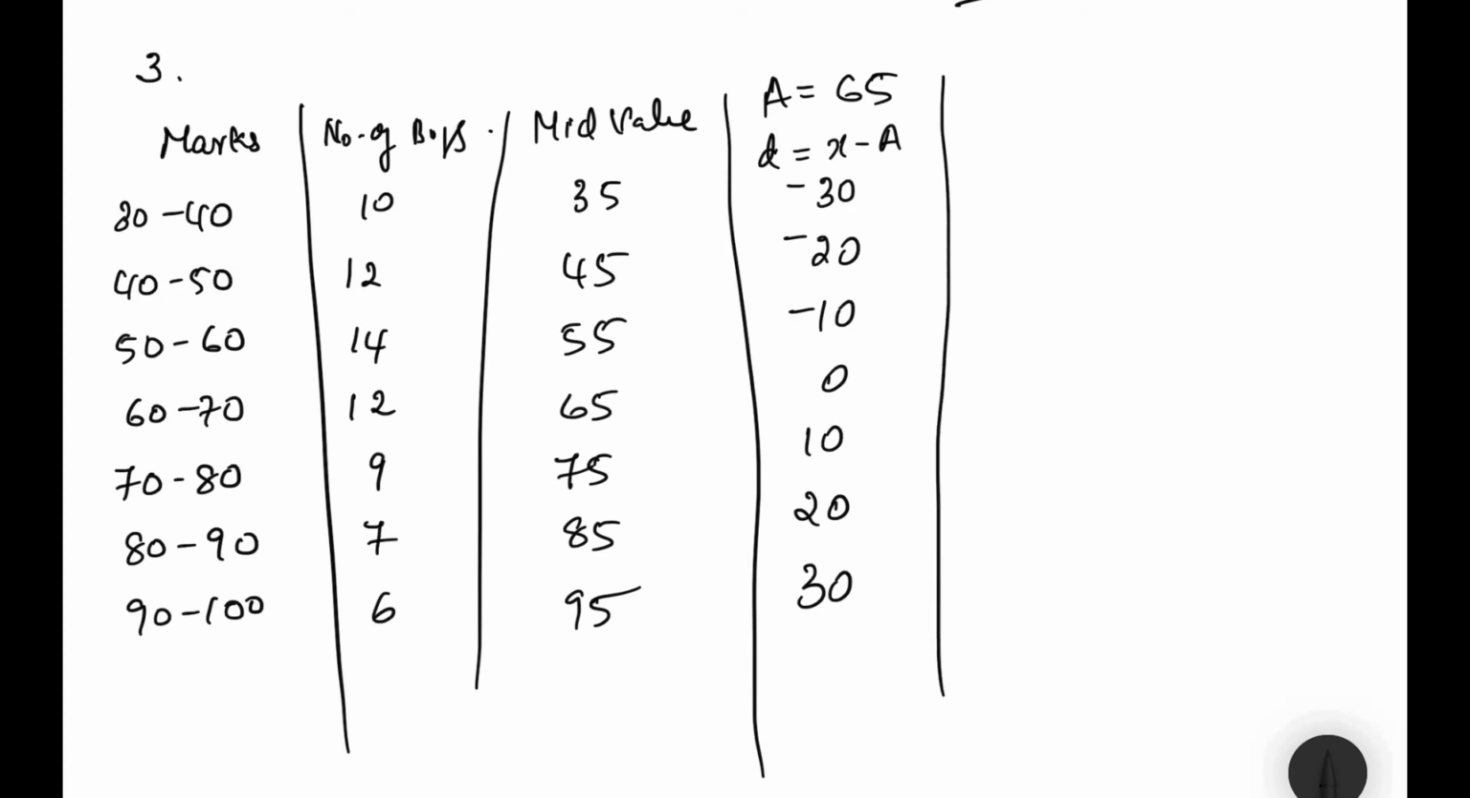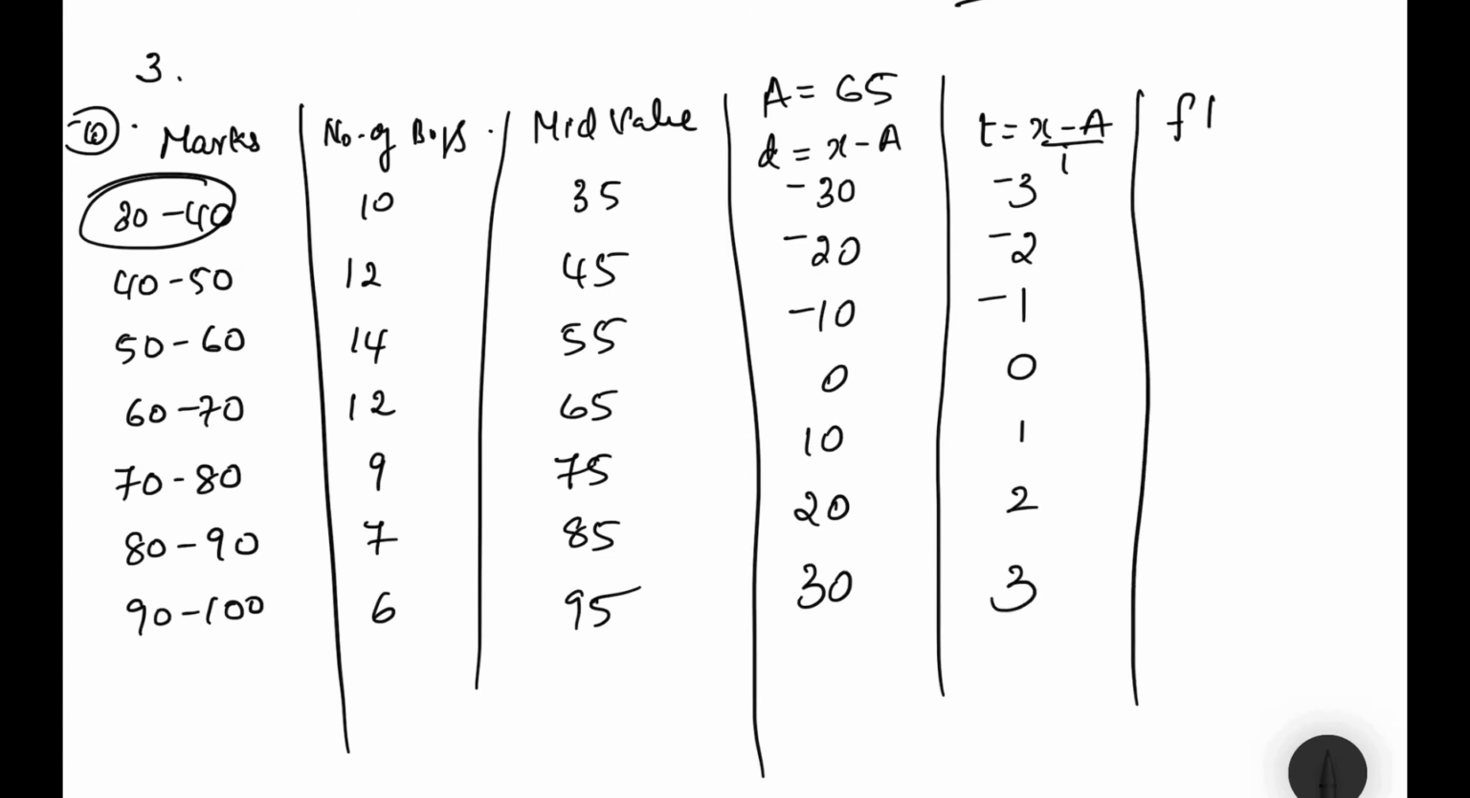This is how we will get it. But you will have one more step, that is you will take it as t. t will be equal to x minus a by i. What is i again here? i is the interval. Interval 30 to 40, what is the difference? It is 10. So i is 10. So minus 30 by 10 is minus 3, minus 2, minus 1, 0, 1, 2, 3. You got t.